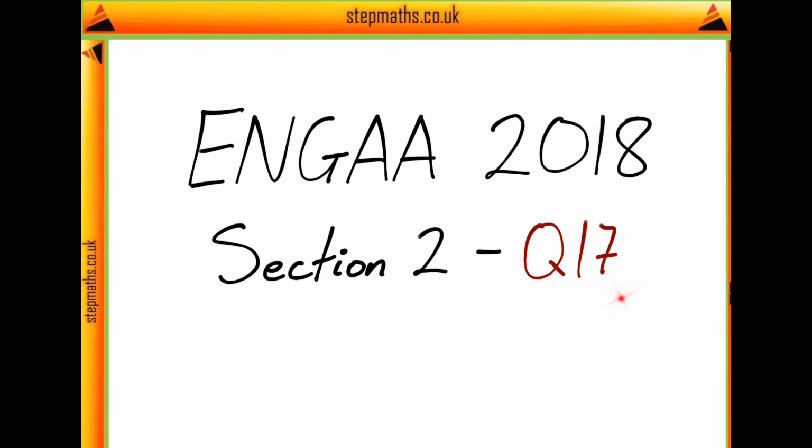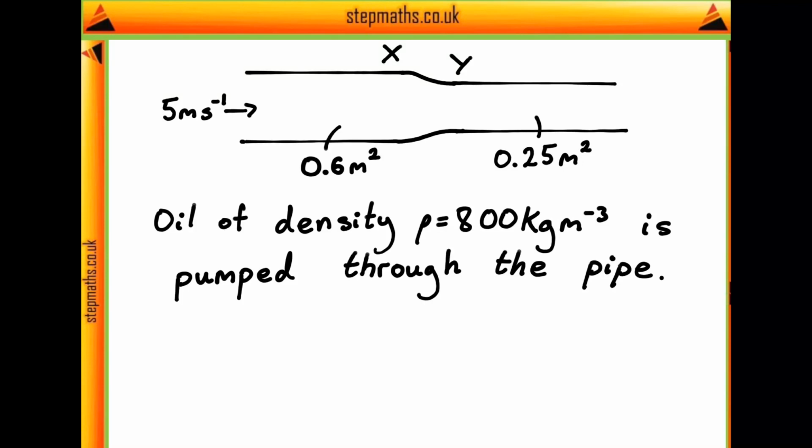Here we're going to look at question 17 from section 2 of the ENGAA 2018 paper. In this question we're told that we have oil being pumped through a pipe at a speed of 5 meters per second and that the pipe has an area of 0.6 meters squared. Then at a point X the pipe narrows until at a point Y it becomes a constant width again with area of 0.25 meters squared.